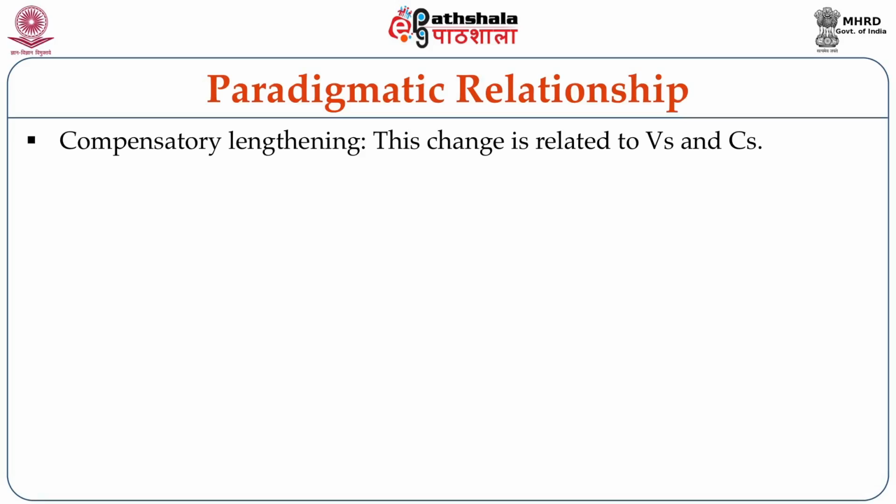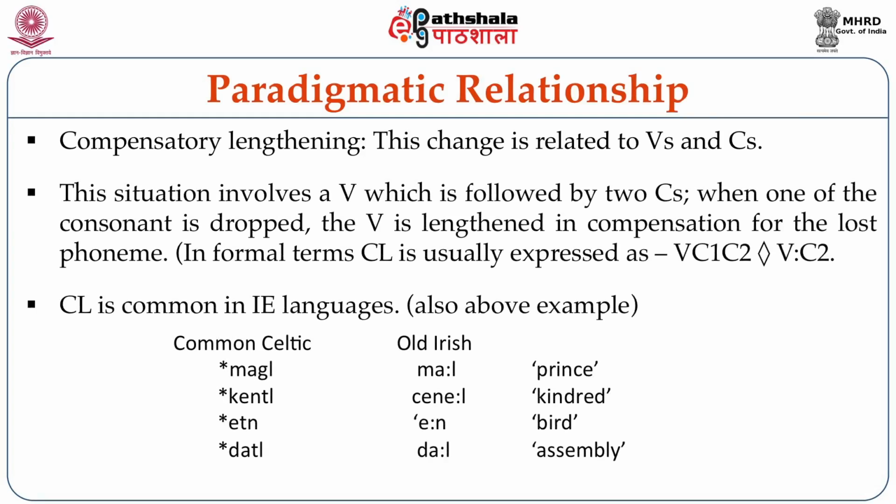Next we have compensatory lengthening. This change is related to vowels and consonants. The situation involves a vowel which is followed by two consonants. When one of the consonant is dropped, the vowel is lengthened in compensation for the lost phoneme. In formal terms, CL is usually expressed as V C1 C2 changes to V long C2.